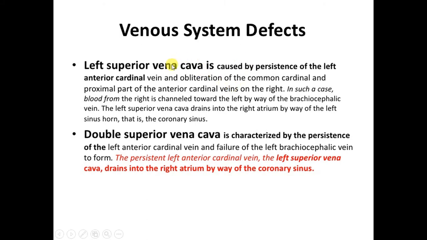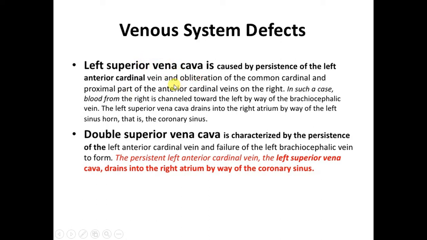Defects of the venous system: often there is a left superior vena cava, the presence of left anterior cardinal veins and obliteration of the common cardinal vein and the proximal part of the anterior cardinal vein on the right side. In such a case, if on the right side there is obliteration of the common cardinal and the anterior cardinal vein, the blood from the right is channeled towards the left side, so the superior vena cava will be on the left side rather than on the right side.